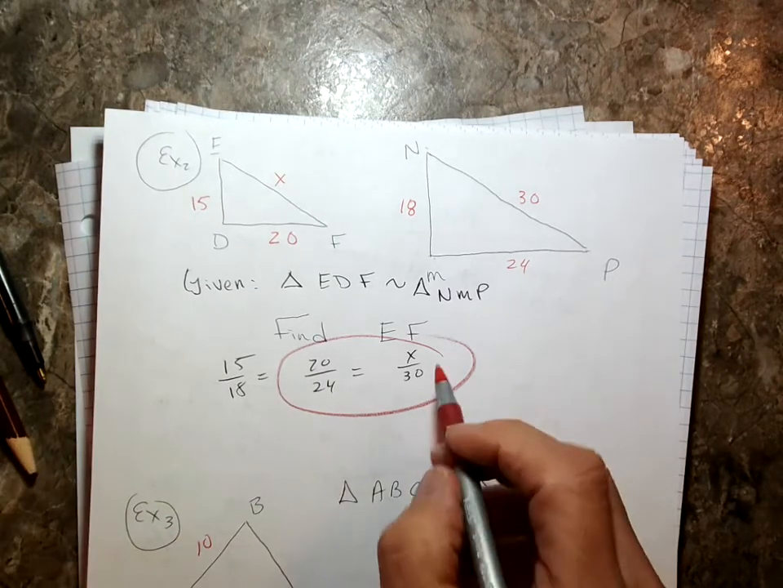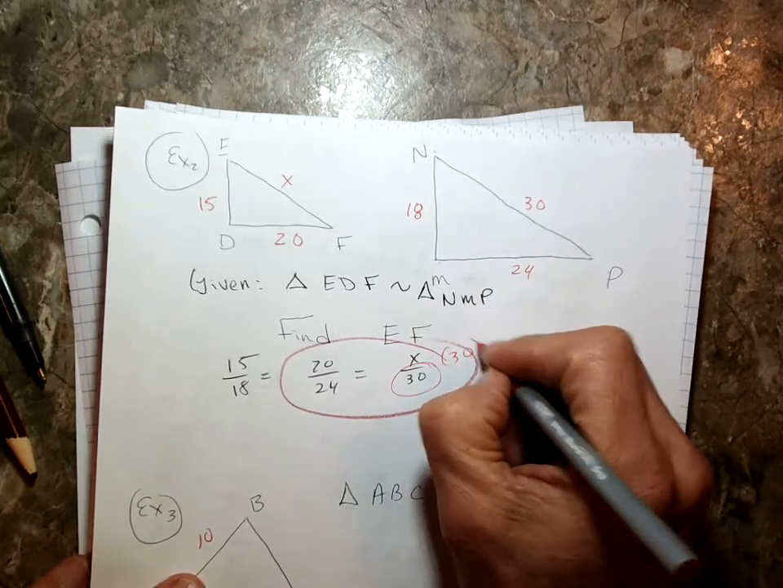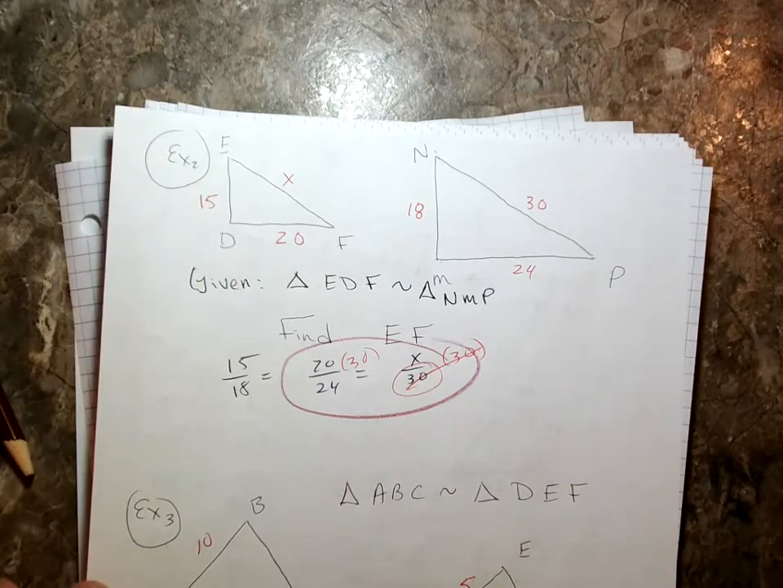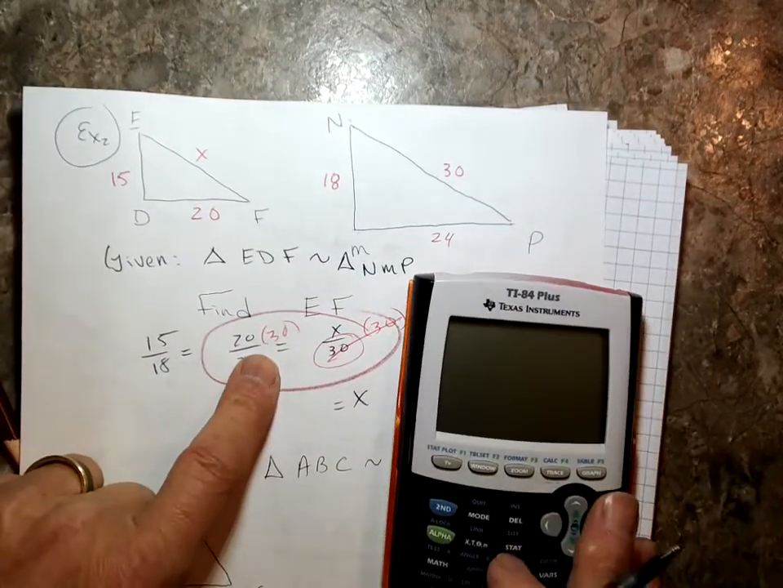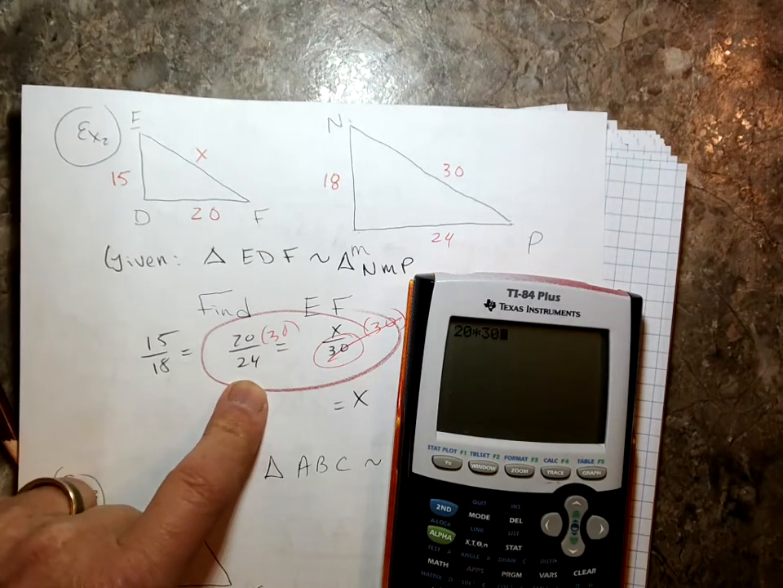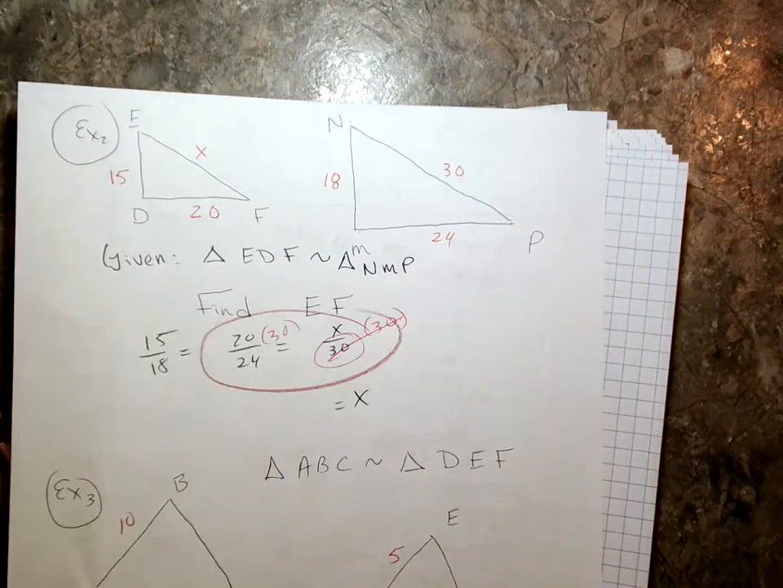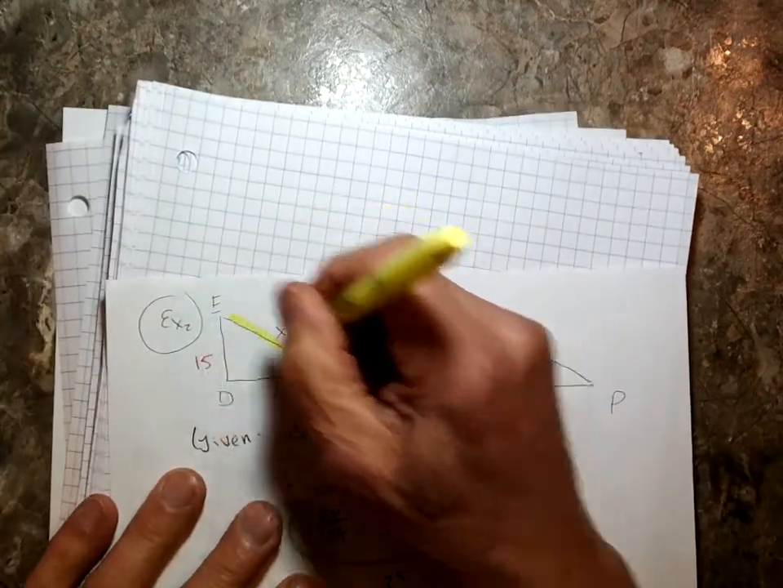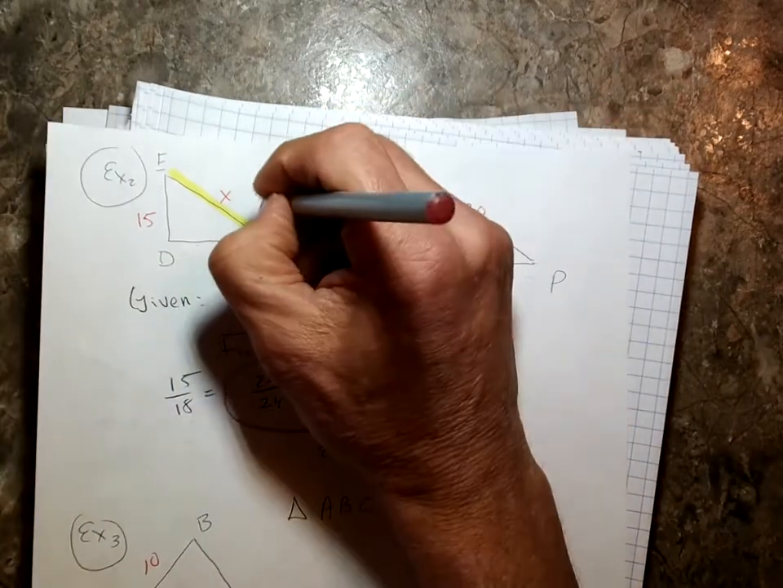To solve for x, let's multiply both sides by 30, because that'll cancel it out. I just want to find the value of x. So x is equal to 20 times 30, which is 600, divided by 24. Using my calculator, I get 25, and that is the value of x, which means the length of EF is 25. Okay, hopefully you guys are getting it.